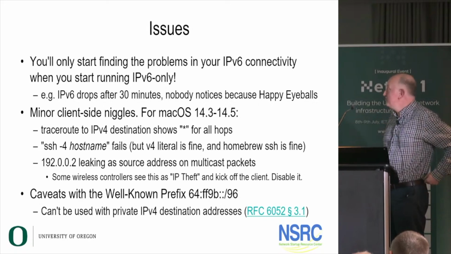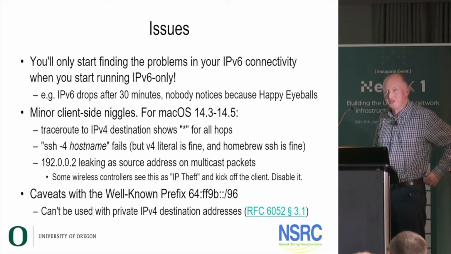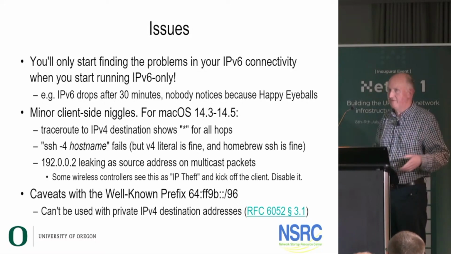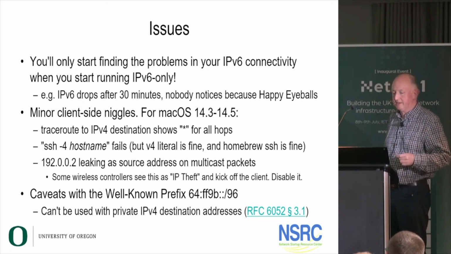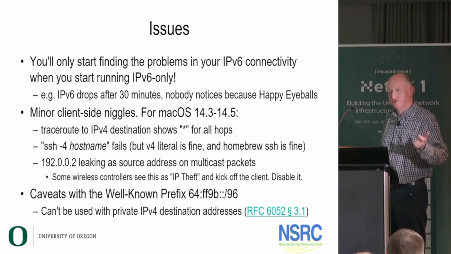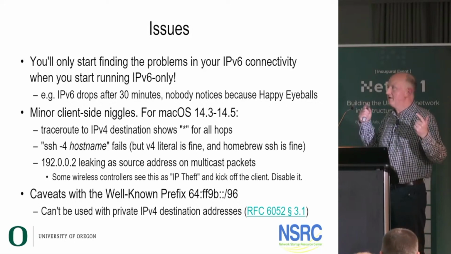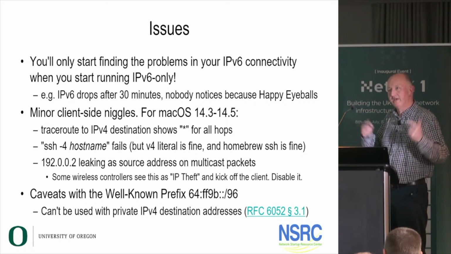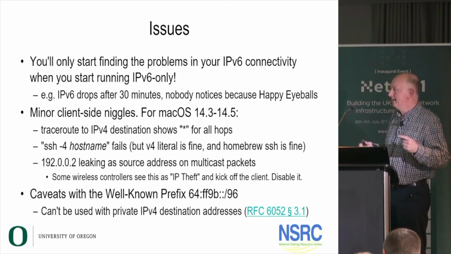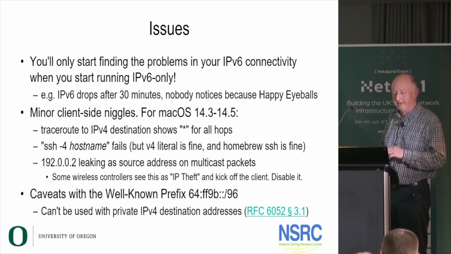I do see this address 192.0.0.2 leaking as a source address on multicast packets, and these are things like service discovery and multicast DNS packets that come out, which in itself isn't really a problem, but I've seen wireless controllers that don't like that. If they see the same IP address on a source packet being used by two different MAC addresses, they will kick one of the clients off and they will call it IP theft, Cisco in particular. You can disable that feature, but it's just something to be aware of. You might get caught out by it.